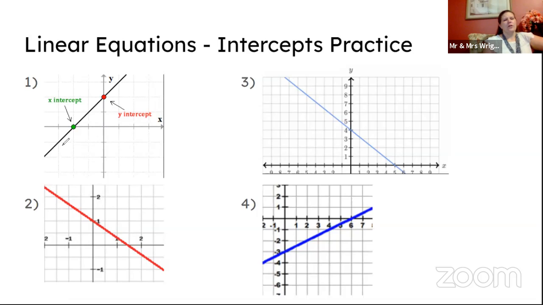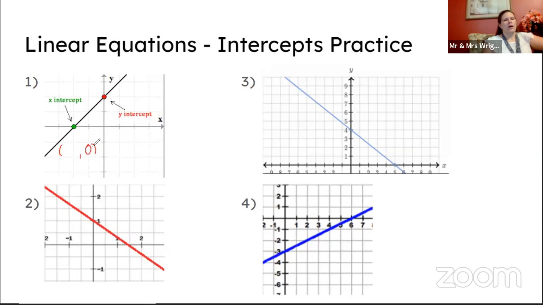And I know for an x-intercept, my y will always be 0. The x-intercept is 1, 2, and in the negative direction, so -2. For the y-intercept, I know that if I've got a y-intercept, my x value is always 0 and I'm looking for the y. And that is a positive 2 because I went up 2.